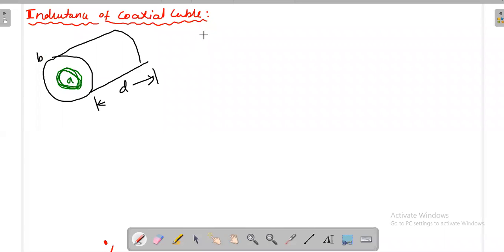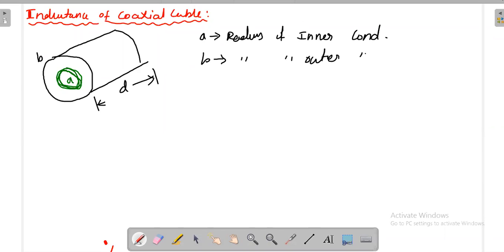So A means the radius of the inner conductor, and B means the radius of the outer conductor, and D is the length of the cable.